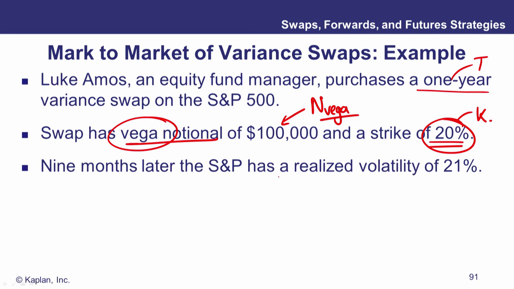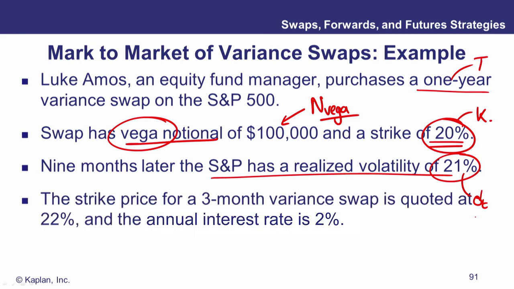9 months later, the S&P has a realized volatility of 21. So there you go, that's actually sigma t. All right, so they're working in volatility when they give you these numbers. Be careful. Always make sure you tread carefully when you think about whether you're in vol or whether you're in variance. Strike price for a 3-month variance swap is quoted at 22%.